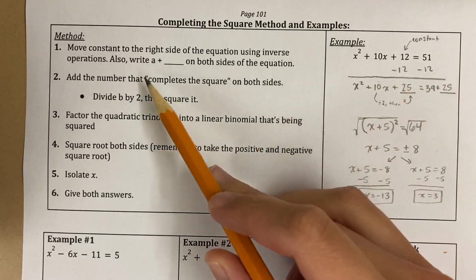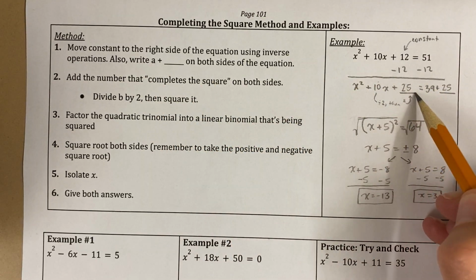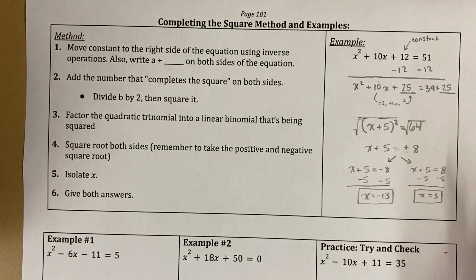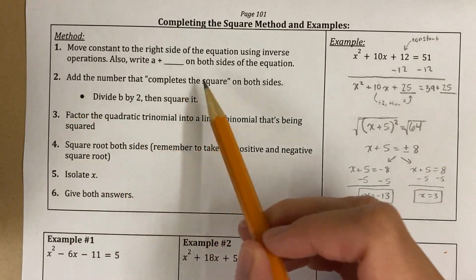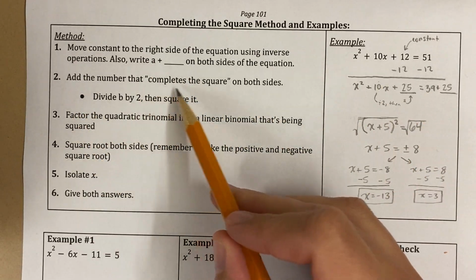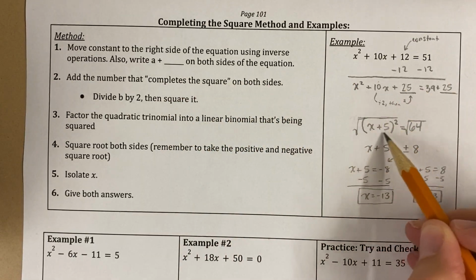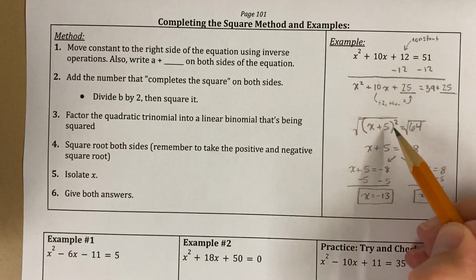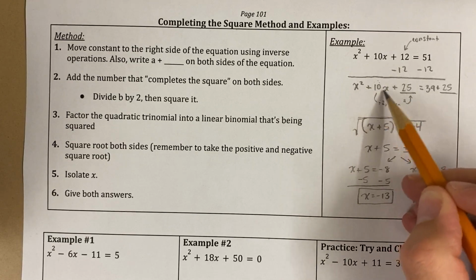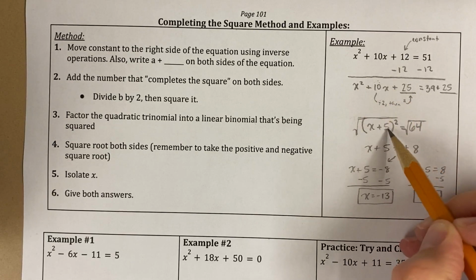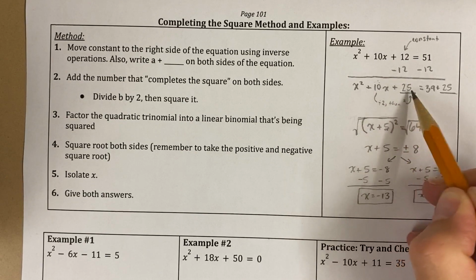But what I also did in that first step is I wrote plus blank on both sides of the equation. Now, the number that went in that blank was this number, the number that completes the square. This is the square right here. I need to complete it. How do I decide what this number is? Well, remember, I need my two numbers. I need two numbers that are the same. And those two numbers have to add to this number and multiply to this number.